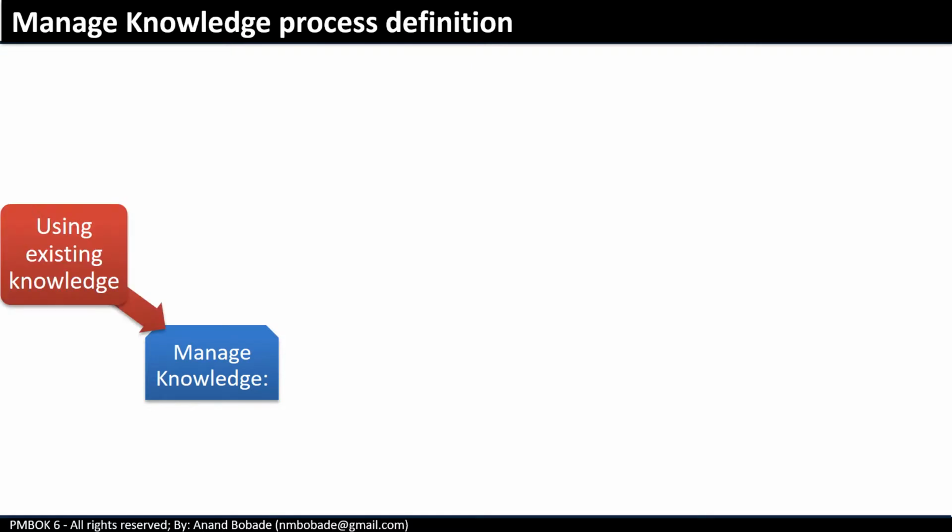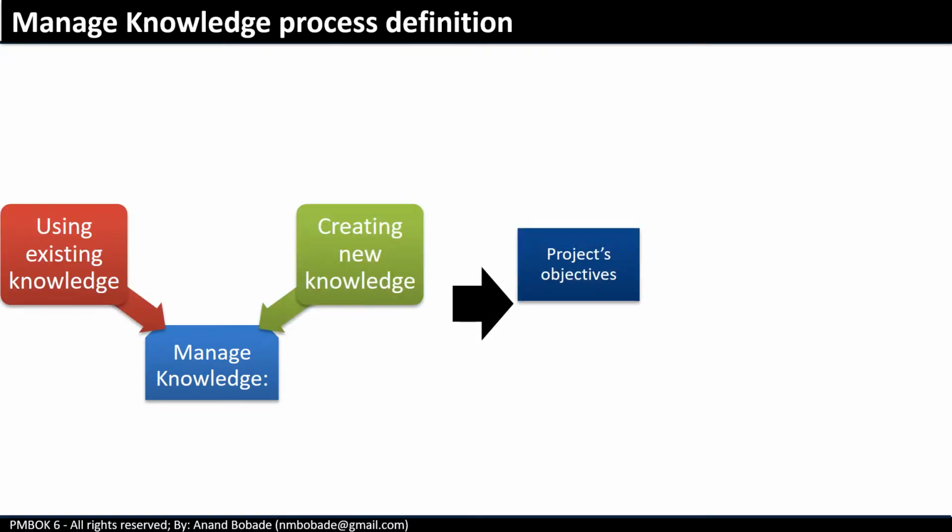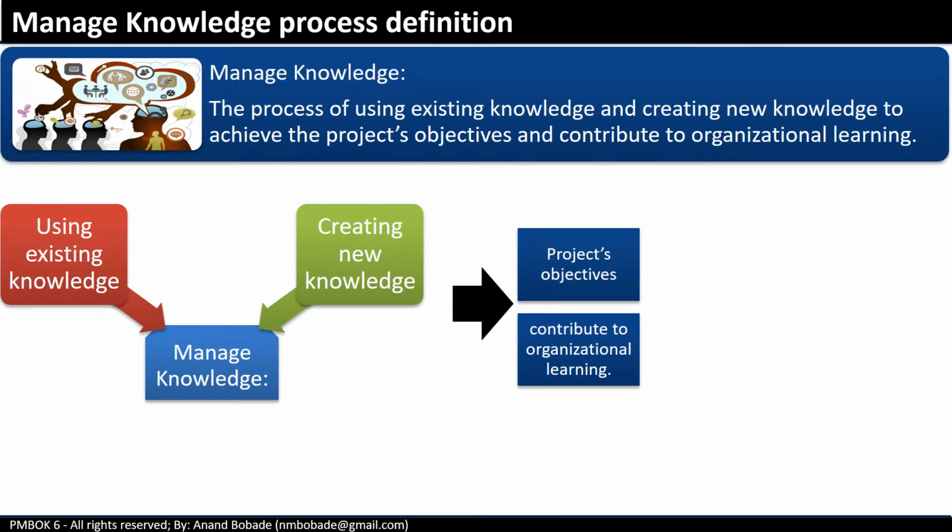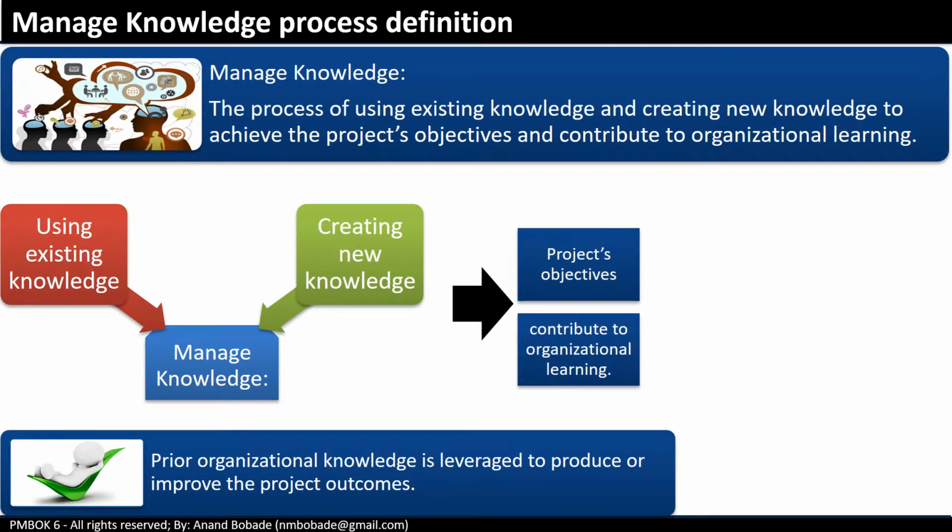Let's look at the definition of the manage knowledge process. Manage knowledge is the process of using existing knowledge and creating new knowledge to achieve the project's objectives and contribute to organizational learning. The key benefits are that prior organizational knowledge should be leveraged to produce or improve the project outcome. This knowledge created by the project is available to support other projects and operations within the organization.